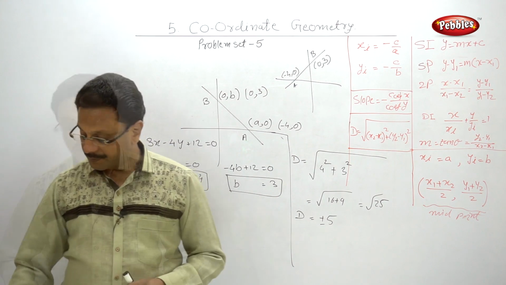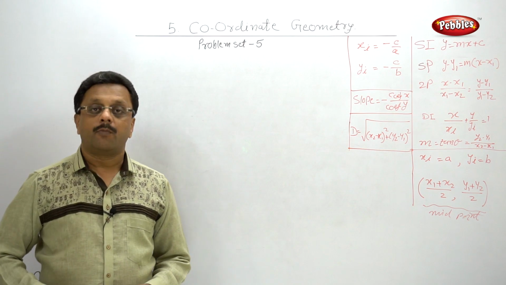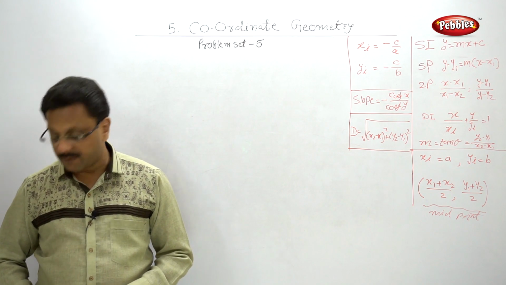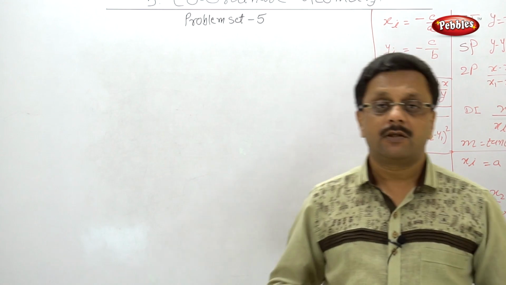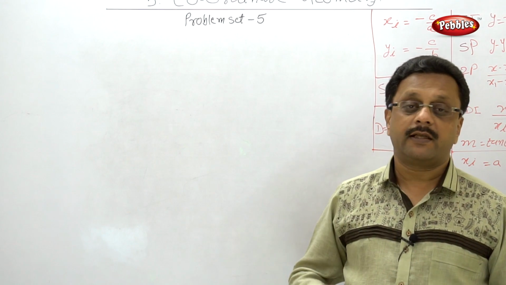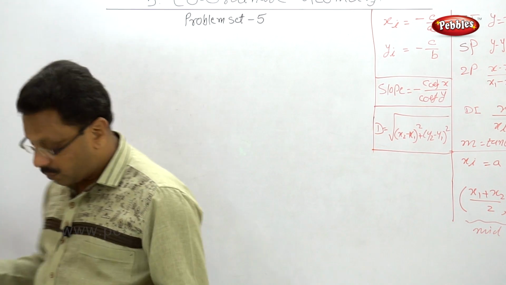Let us go ahead. Problem number 11. Find the equation of line which passes through point (2, 7) and whose y-intercept is 3. Simple example. We have y-intercept. That means we have one more point, and that is (0, 3), because y-intercept is 3.